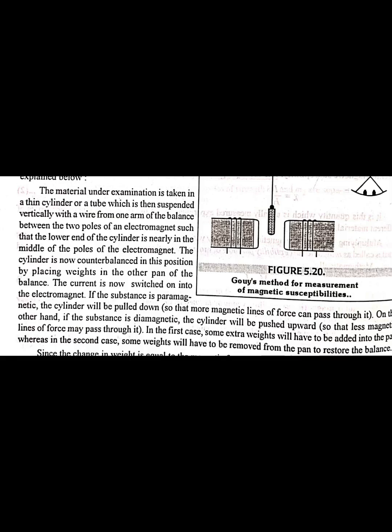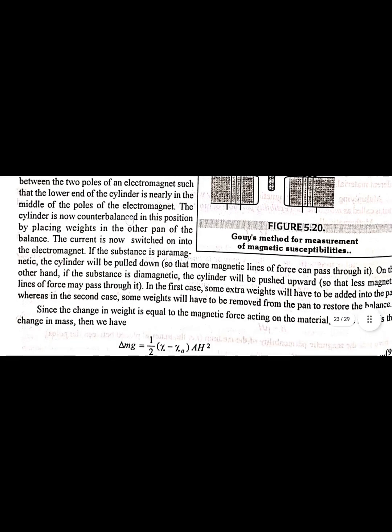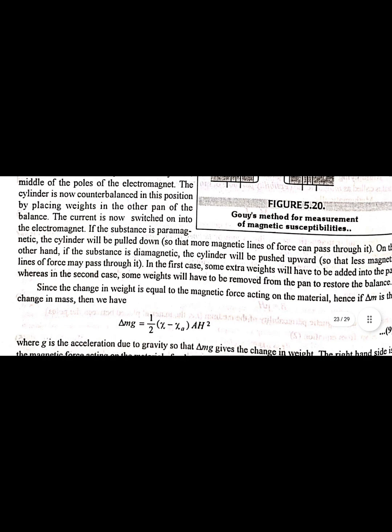The material under examination is taken in a thin cylinder or a tube, which is then suspended vertically with a wire from one arm of the balance between the two poles of an electromagnet, such that the lower end of the cylinder is nearly in the middle of the poles of the electromagnet. The cylinder is now counterbalanced in this position by placing weight in the other pan of the balance. The current is now switched on into the electromagnet.